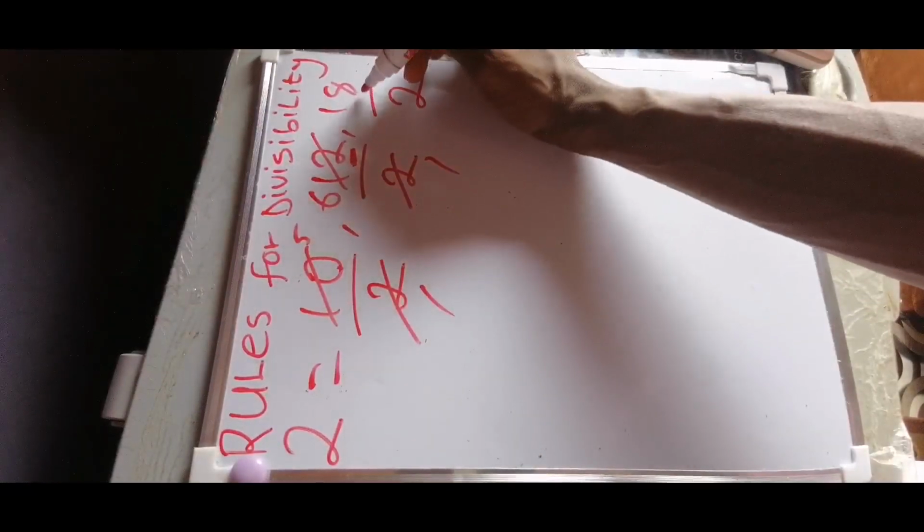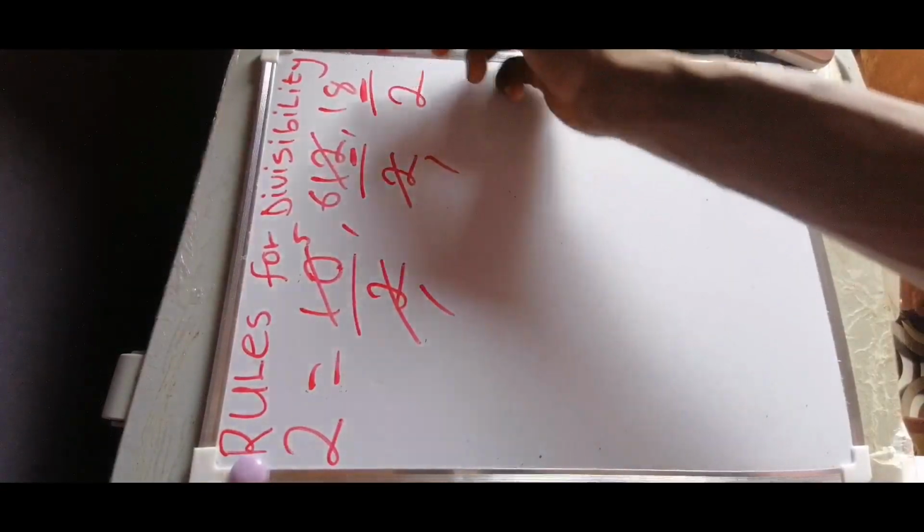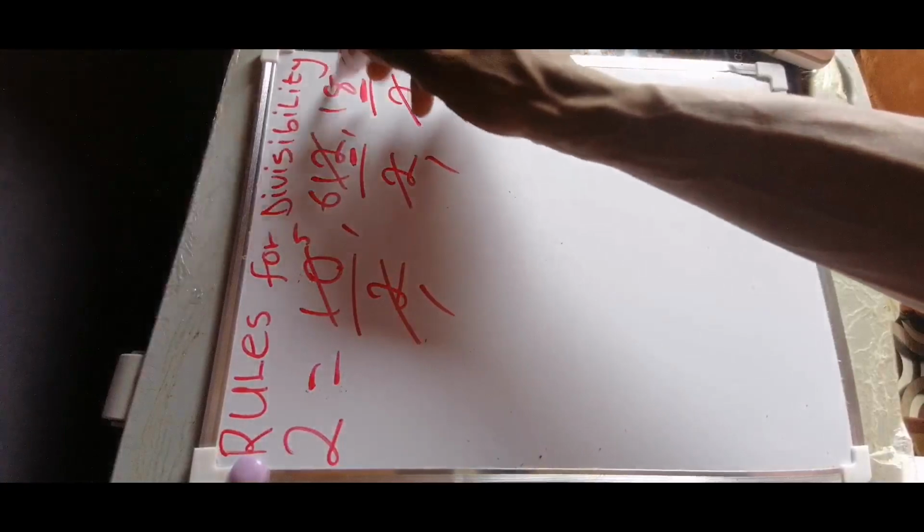Again, we have 18. So 8 is an even number, so definitely 2 will divide 18. 2 here, 1, 2 into 18 is 9. So 8 is an even number.